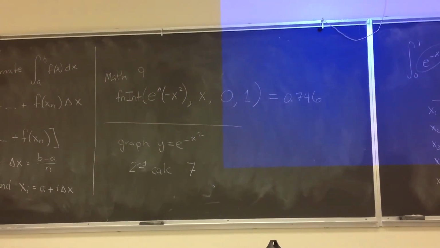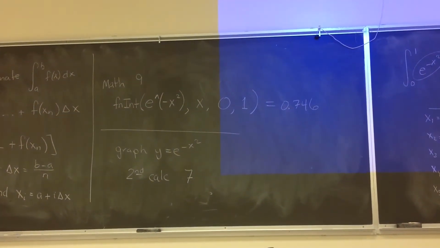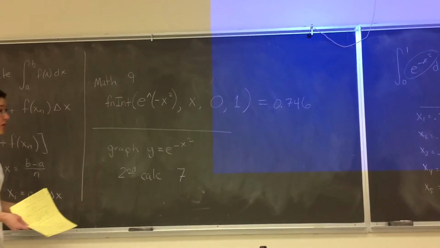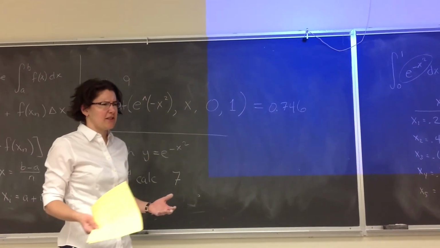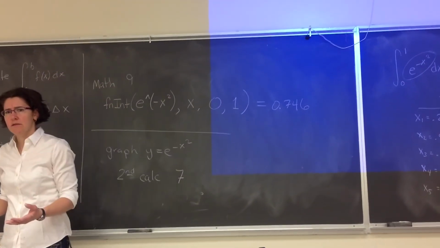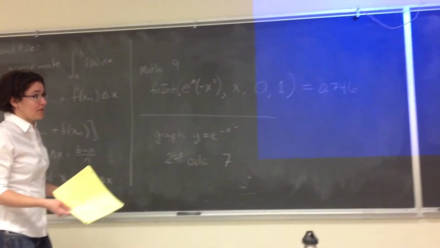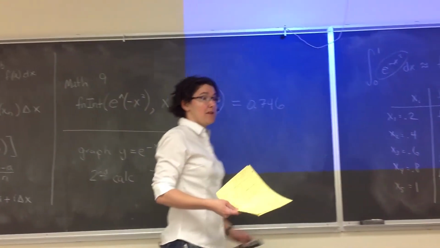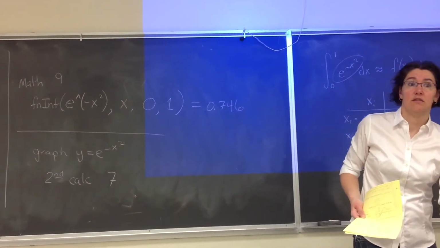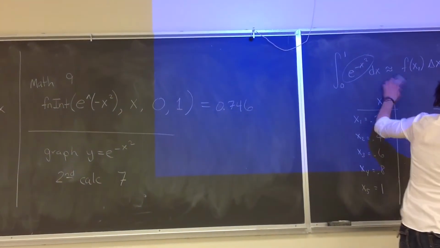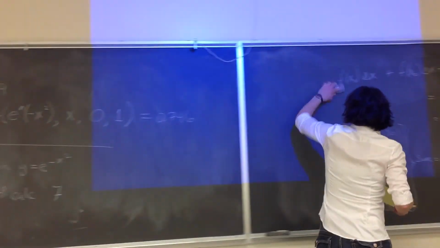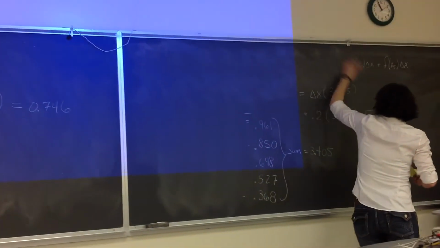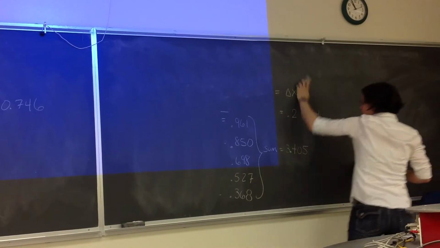Okay, so we've got the right-hand rule. There's also a left-hand rule and a midpoint rule, and I'll leave those for you to look at in your textbook. You've kind of looked at that before in terms of Calc 1. What we're going to talk about after the break here is what happens if we approximate using something better than a constant function. Okay? And so we will look at an example where we're going to look at using linear functions to approximate our curve.